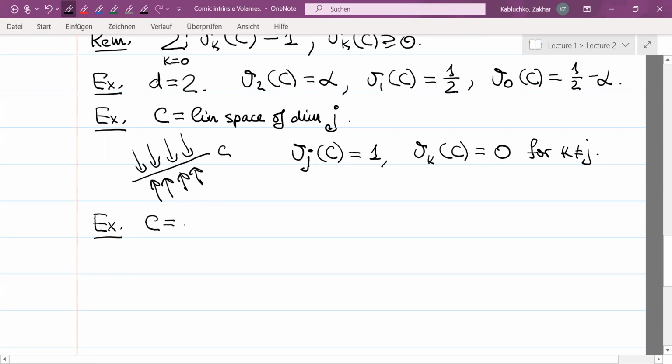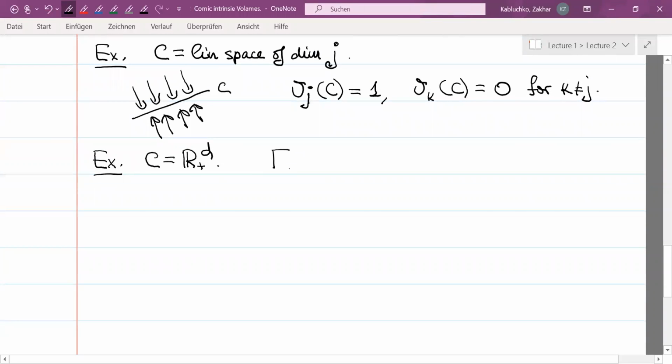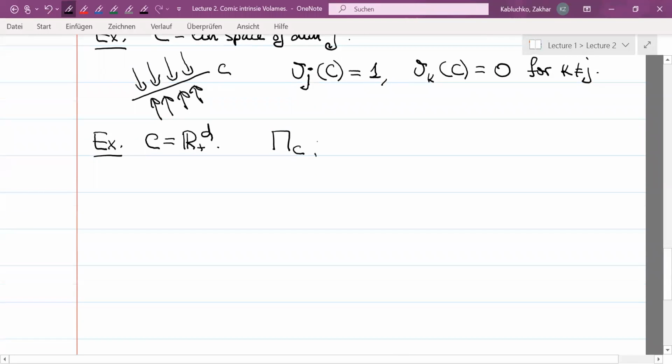Now, an example which is a little bit less trivial. Example, let C be the orthant. So the set of points where all coordinates are non-negative. Let us compute the intrinsic volumes, and to this end, we have to describe the metric projection. So let us take some point, let's say, for example, something like 1, -2, 2, -3, -1, 0, 1.